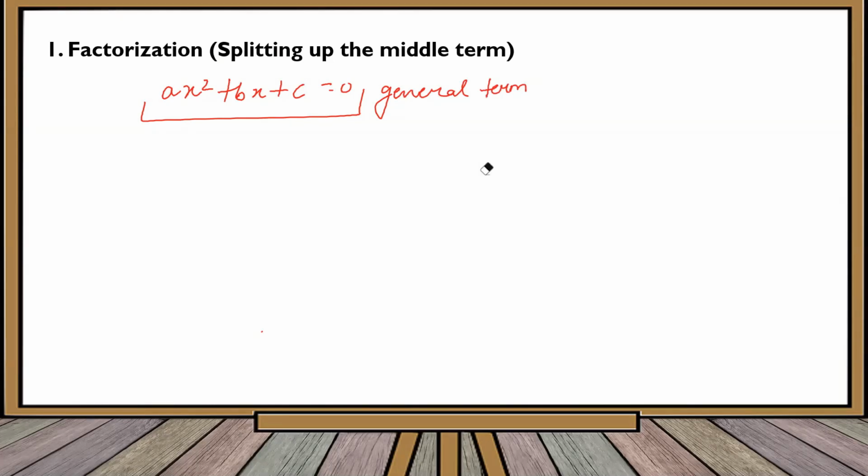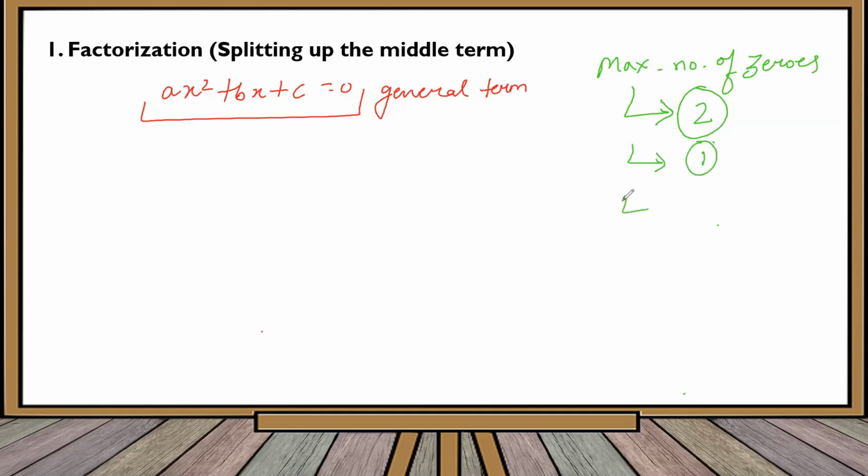So splitting up the middle term says that, first of all, in general any quadratic equation can have at most 2 zeros. So the maximum number of zeros is 2. It can have 2 zeros, it can have 1 zero, or it can have no zeros, no real roots, as we say.